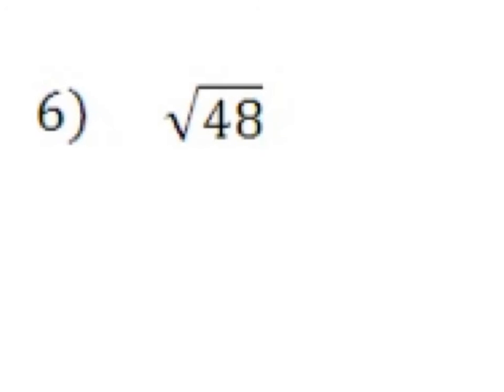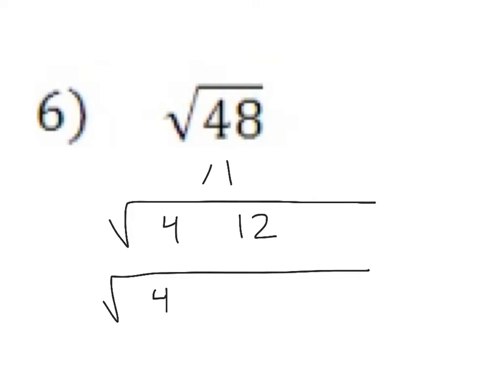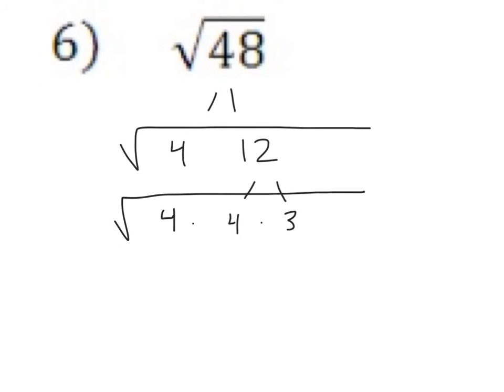Number 6. What can we break square root 48 into? 4 and 12. What can we break 12 into? 3 and 4. So we have a pair of 4's, right? So we can just take out the pair of 4's. We don't have to break the 4's down into 2 if we have a pair of 4's. We can take out the 4 to bring it in front. And what are we left with under the square root? 3.